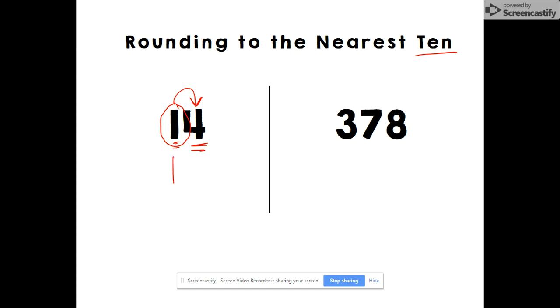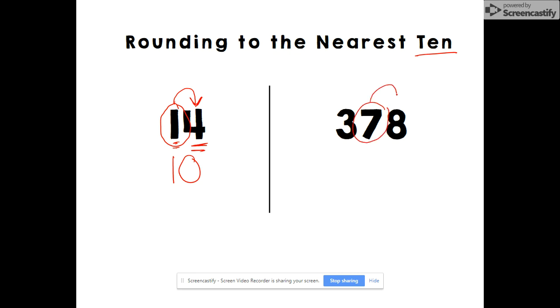The 1 doesn't change. And the last part of the rhyme says, from the arrow on, change to 0. So 14 would round to 10 when rounding to the nearest 10. Now in 378, I'm going to do the same process. I'm going to find my number and look right next door. And again, since I'm rounding to the nearest 10, I circle what's in the tens place.